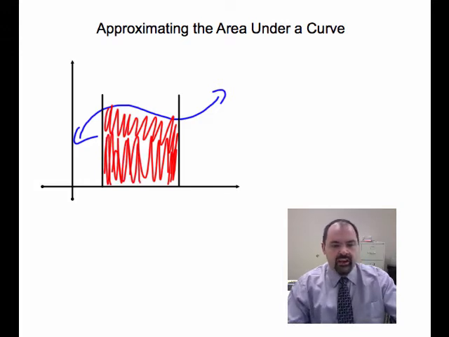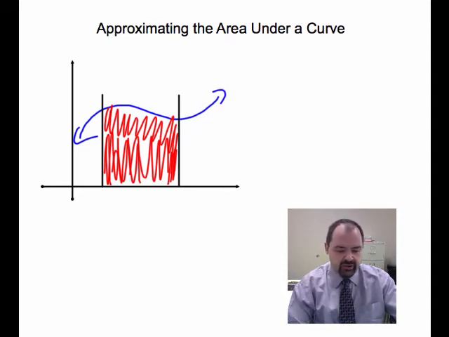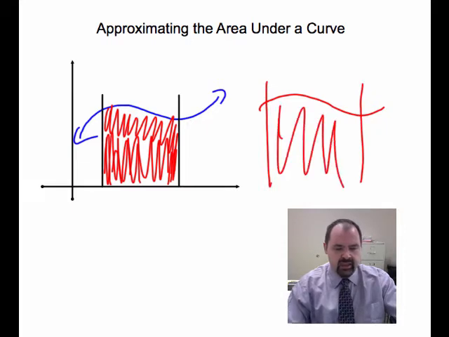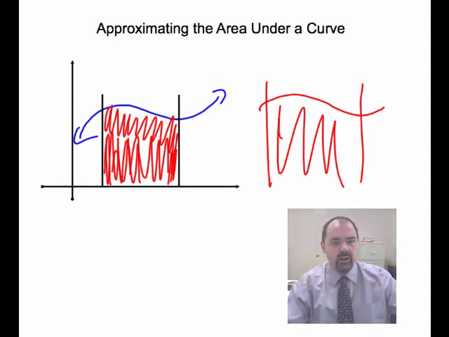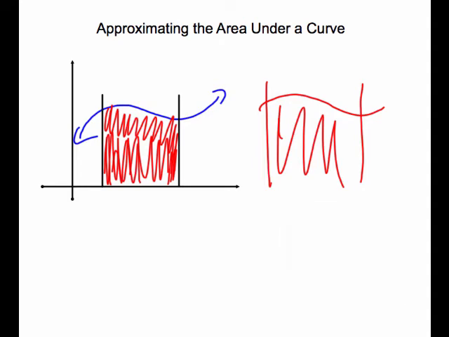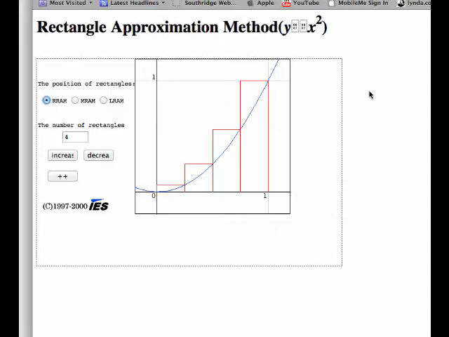Now, we know how to calculate the area of regular shapes: rectangles, trapezoids, circles. But when it comes to an irregular shape, we don't know how to calculate at the moment the area under that. So, as with most things, when we don't know how to do something, we build on what we do know how to do and try to adapt that to our new situation.